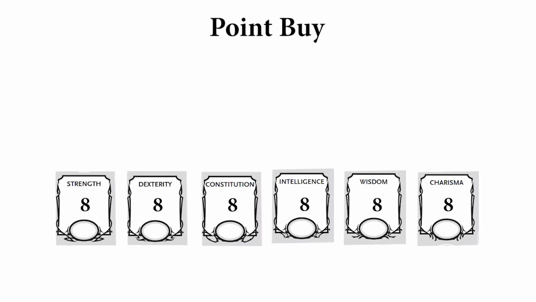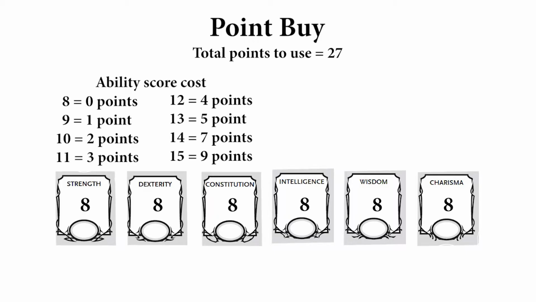And next we have a point buy system. This is where you start with 8 for all of your ability scores, and we're going to take a pool of 27 points, and we're going to use those points to buy different ability scores based on this chart here. That's the cost of the ability scores and how many points you're going to have to spend to buy each level. And thirdly, we have the good old-fashioned way of letting the dice decide.